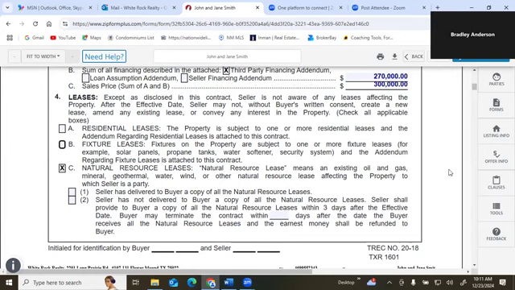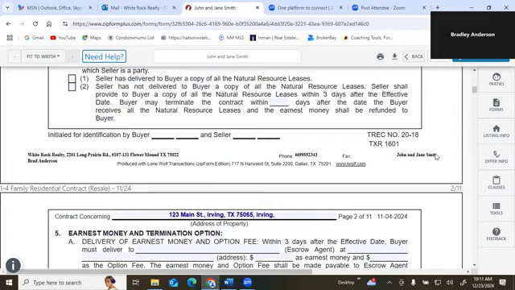So if the seller has leased out the mineral rights to the dirt underneath their home, there is somewhere a natural resource lease that says so. Well, that has to be conveyed. All right. And there are separate addendums for all these leases. All right. But this is not cut and dry. So these are the questions that you have to ask the listing agent.